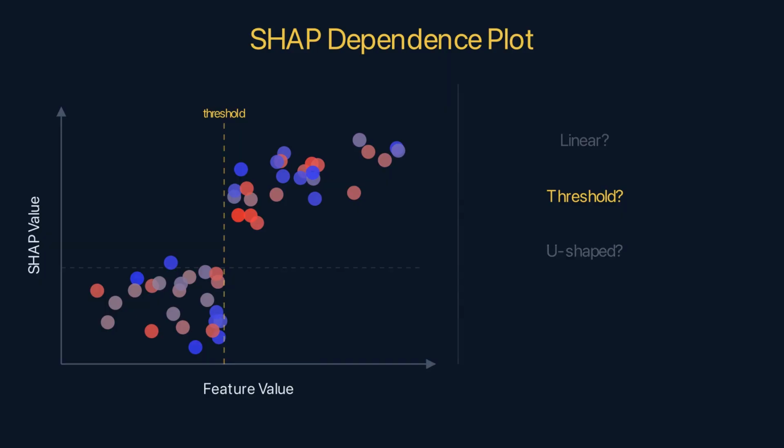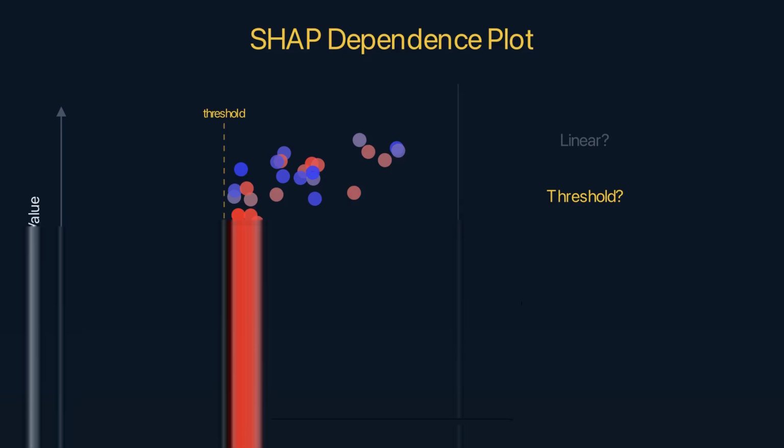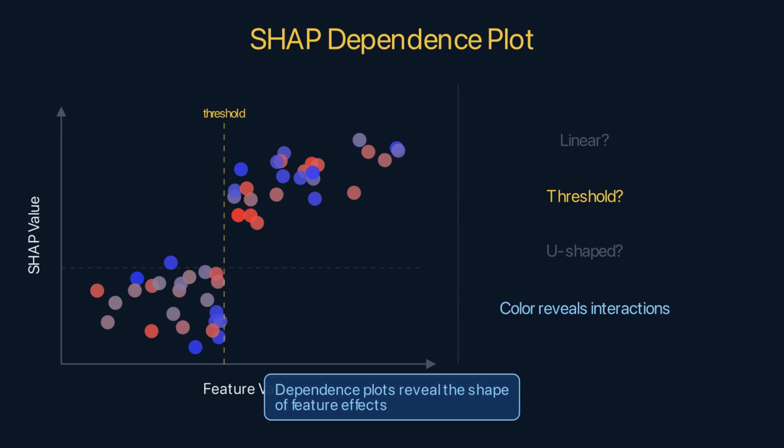If the dependence plot for age changes slope when colored by sex, steeper for males, flatter for females, there's an age by sex interaction. Dependence plots convert SHAP values into interpretable dose-response relationships between features and predictions.